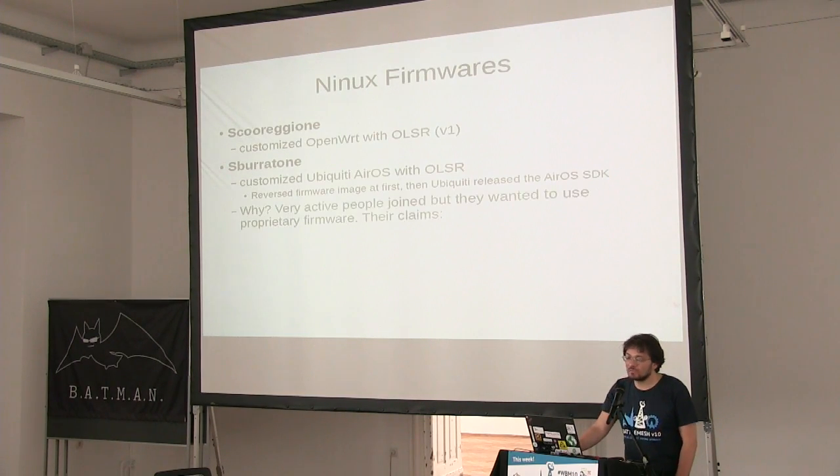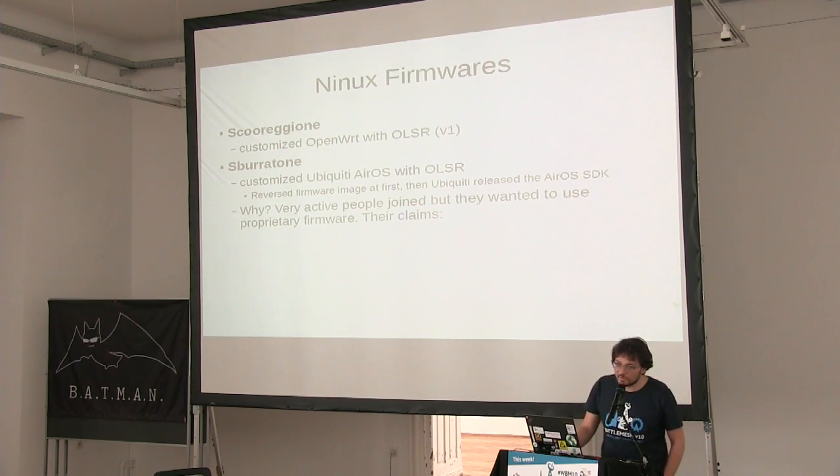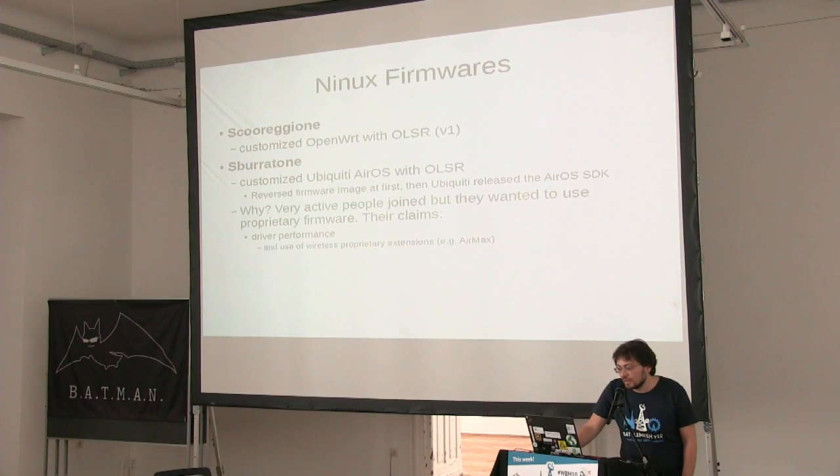But why were we using this firmware? Why are we still using this firmware? Because very active people joined the community, but they wanted to use proprietary firmware. They said that proprietary firmware had better performance in their tests. They could use proprietary extensions which could enhance the throughput. They could use, in their opinion, better user interfaces.